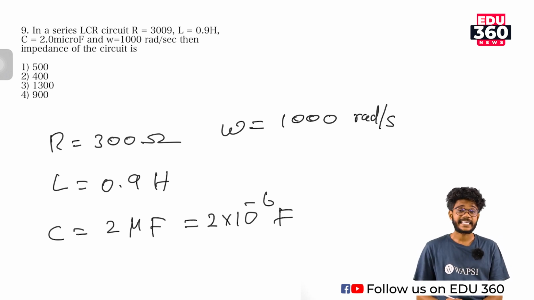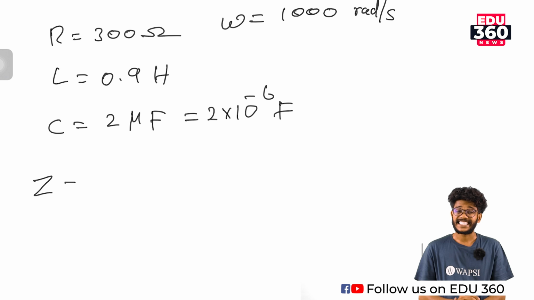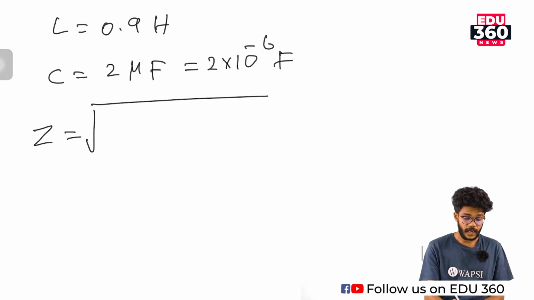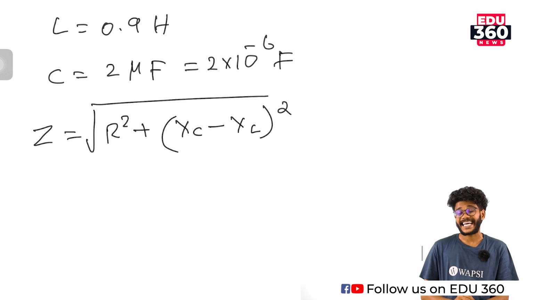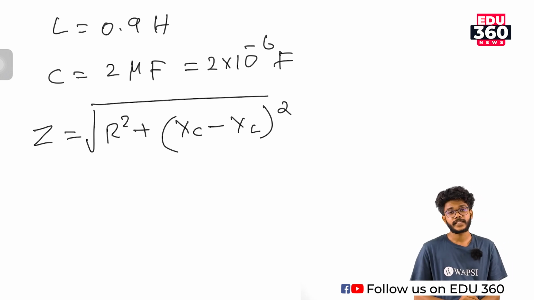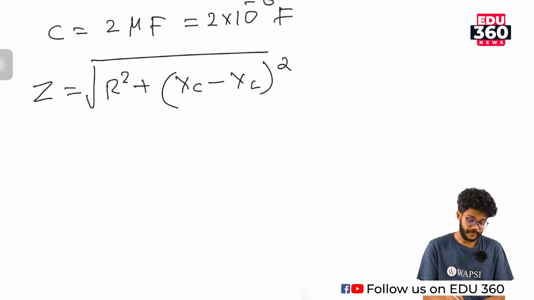The impedance is the effective resistance acting in the circuit. So what's the equation for the impedance? Impedance Z is equal to root of R square plus XC minus XL whole square. What is XC? The effective reactance of the capacitor. What is XL? The effective reactance of the inductor. So we need to find XC and XL separately.